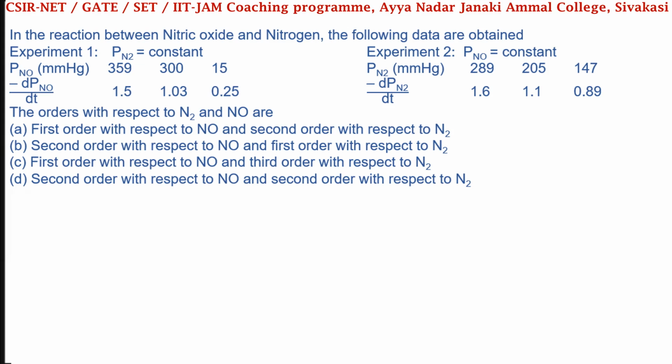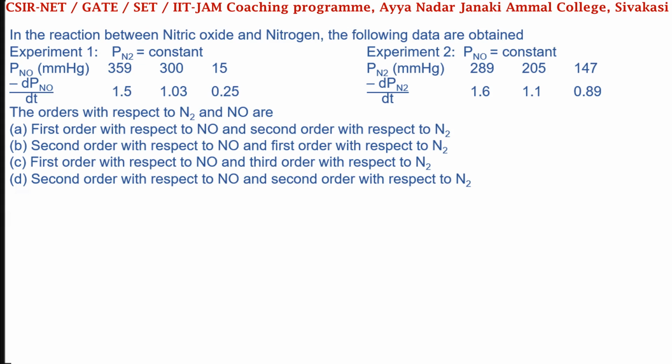The rate of the reaction is 1.5. At 300, the rate of the reaction is 1.03, and at 152 millimeter of mercury, the rate of the reaction is 0.25. This is the first data.